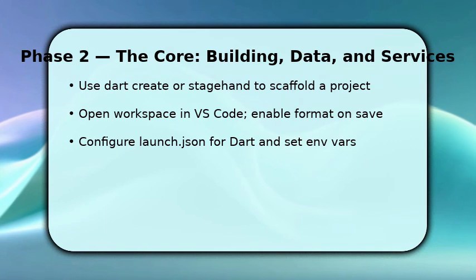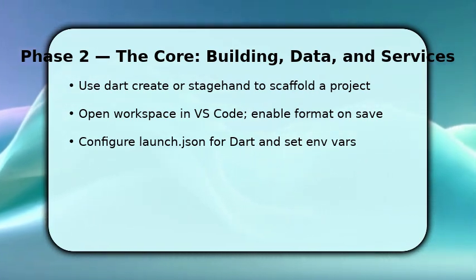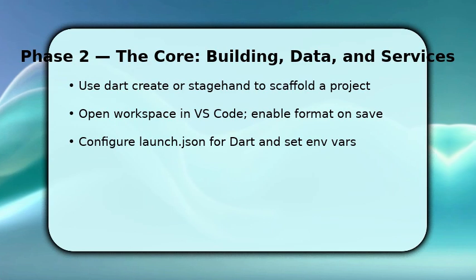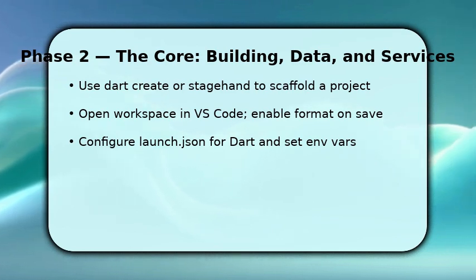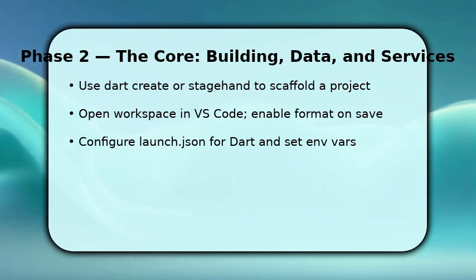Next, you scaffold and configure the project so VS Code can run and debug code. Run dart create my_app or use the extension's new project command, then open that folder in VS Code as a workspace. Once opened, enable format on save and set the analyzer rules and analysis_options.yaml so linting matches your style.